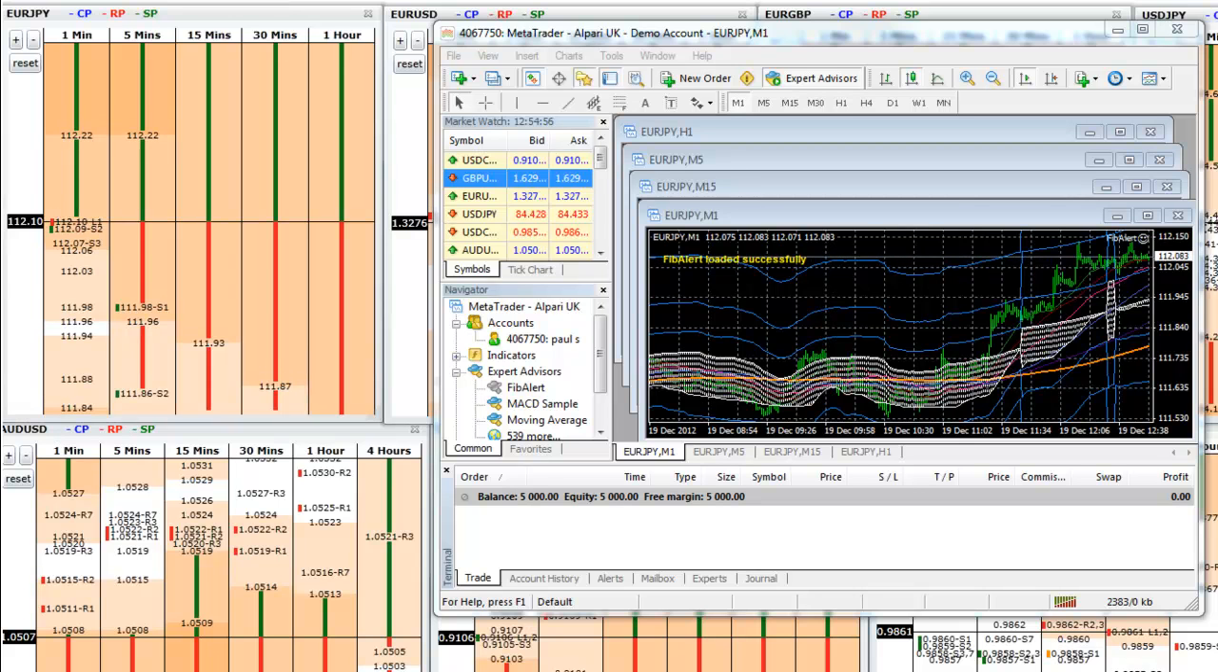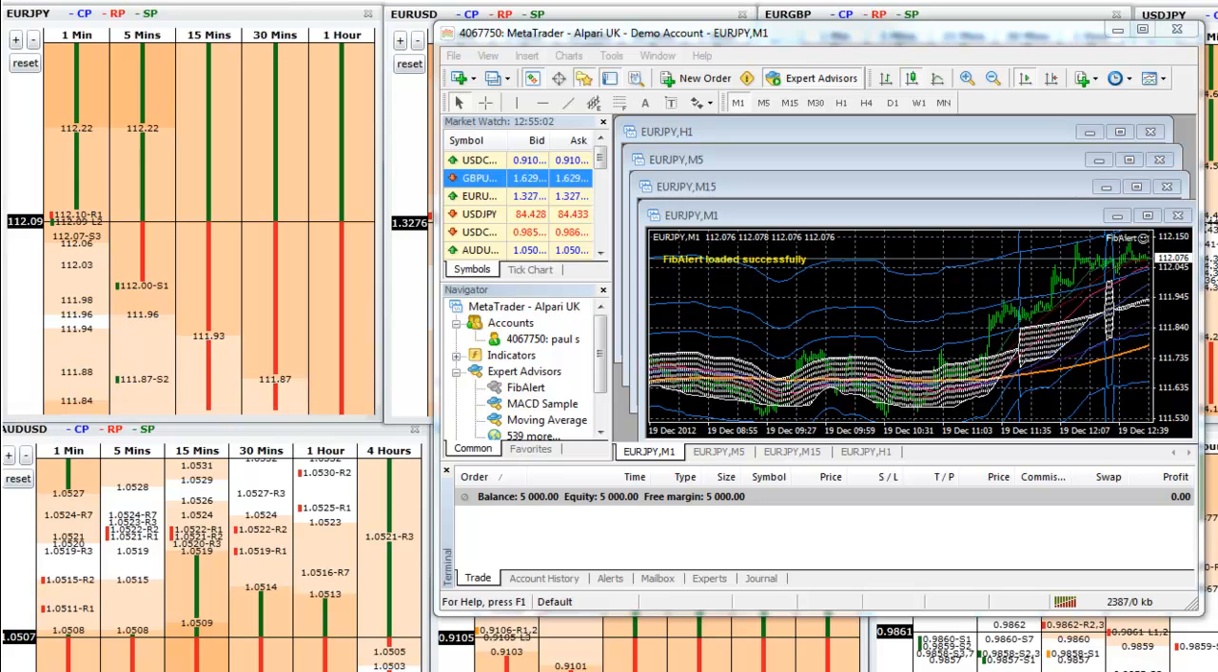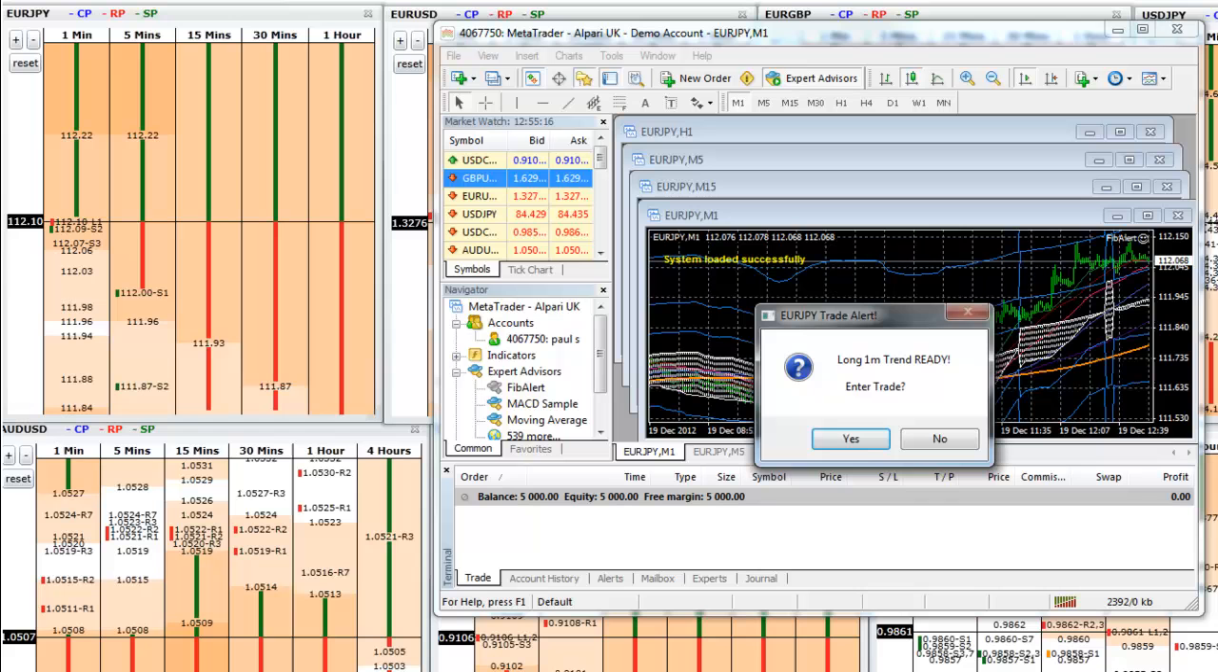Price has just hit 112.17 on the Euro Yen chart and has moved back now to the 1 minute boxes. What we're looking for is a 1 minute trend trade entry, which is one of the many setups that the time lanes actually provide for us. So just as we're waiting here, hopefully any moment, there we go, that's the 1 minute trade setup.